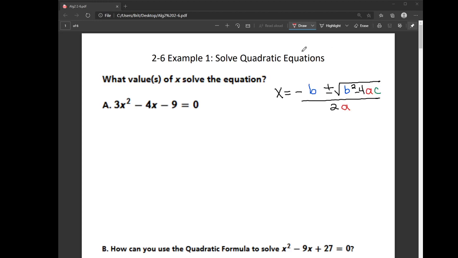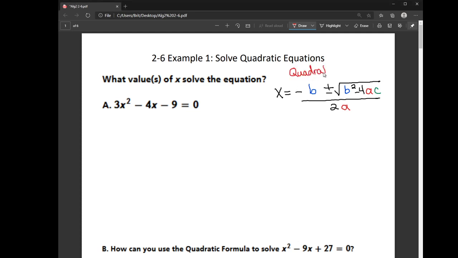In this video, I'm covering example 1 from section 2-6 in the SavvasRealize Algebra2 textbook. In this video, we are learning how to solve quadratic equations. So the main focus of this is actually to be covering solving quadratic equations using the quadratic formula, which is written right here.